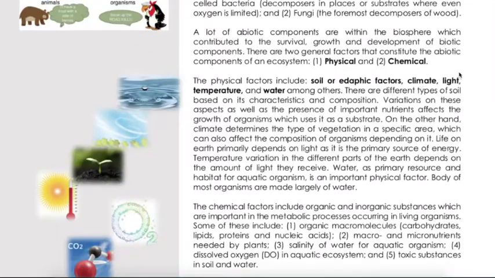Aside from climate, you have also light. So light is the primary source of energy in the earth, and it drives the energy that is being produced by the sun. It provides energy to most of the producers to undergo various processes or metabolic processes in order to produce another type of energy for the level of consumers.